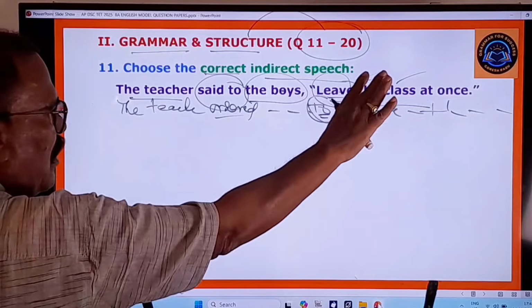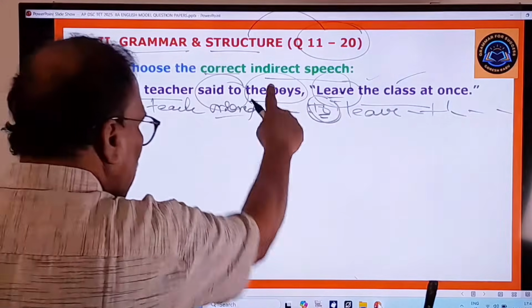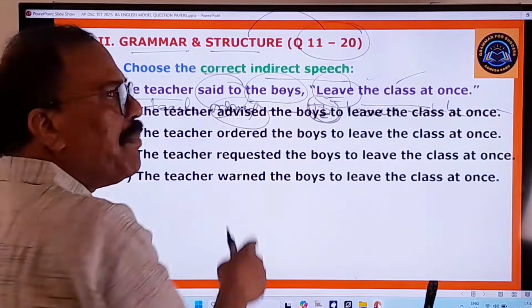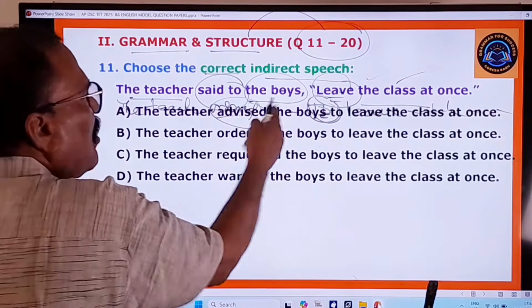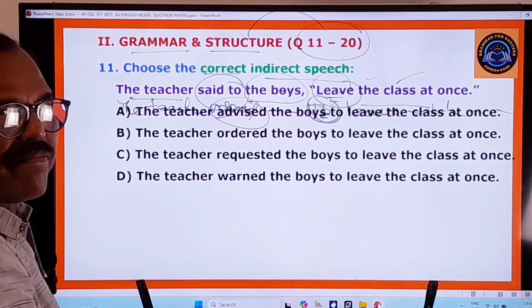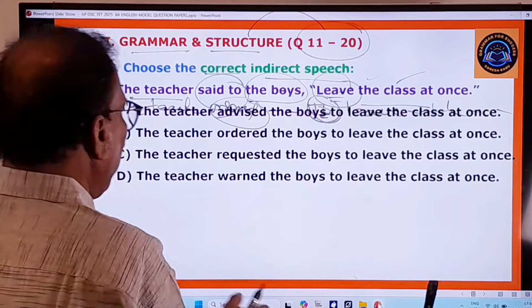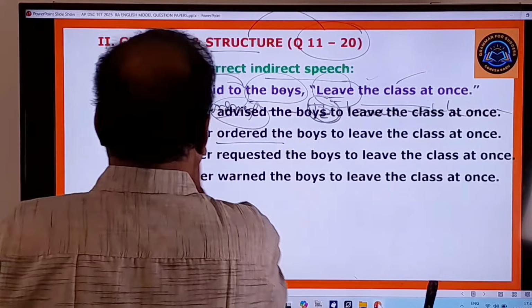Nothing is there to change. Let us see whether this sentence is there or not. The teacher advised. It's not a piece of advice. The teacher has not advised them leave the class at once. That's not a piece of advice. The teacher ordered the boys. The second one is the right one.